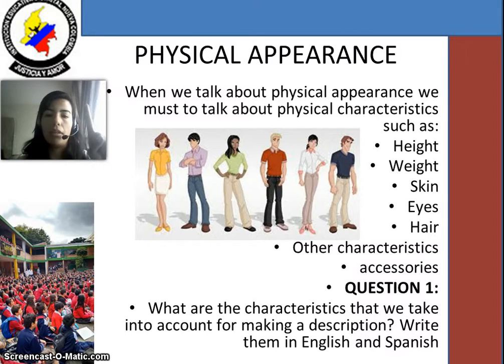Question number 1. What are the characteristics that we take into account for making a description? Write them in English and Spanish. Vamos a escribir cuáles son las características que debemos tener en cuenta para hacer una descripción. Las van a escribir en inglés y en español. Again, let's move on.